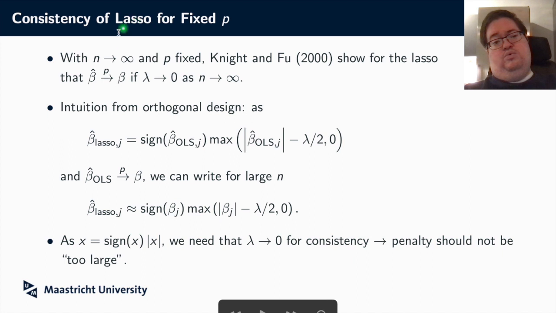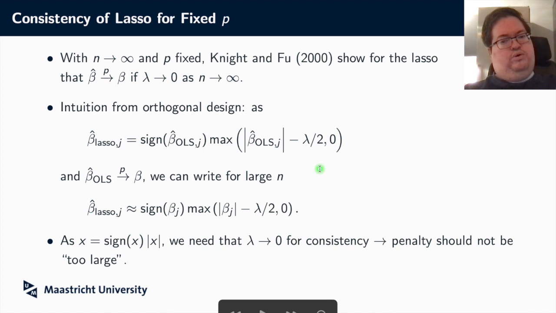Now, one thing we know in this case, where n goes to infinity and p is fixed, is that OLS is consistent. So the OLS estimator converges to the true value of the parameter beta. Again, we can write the consistency result here without looking at norms, because we're in the fixed p case.